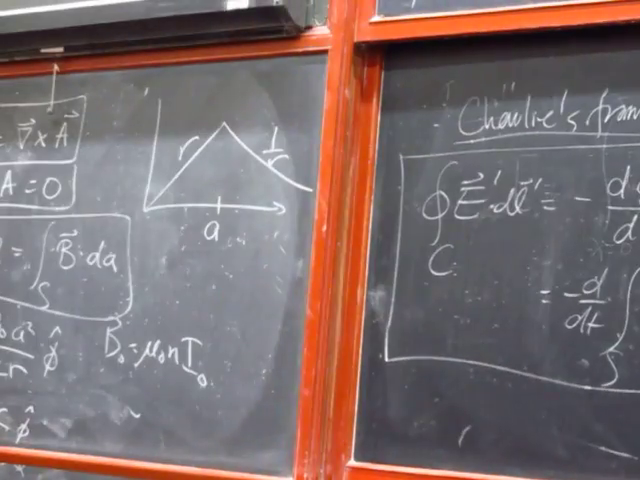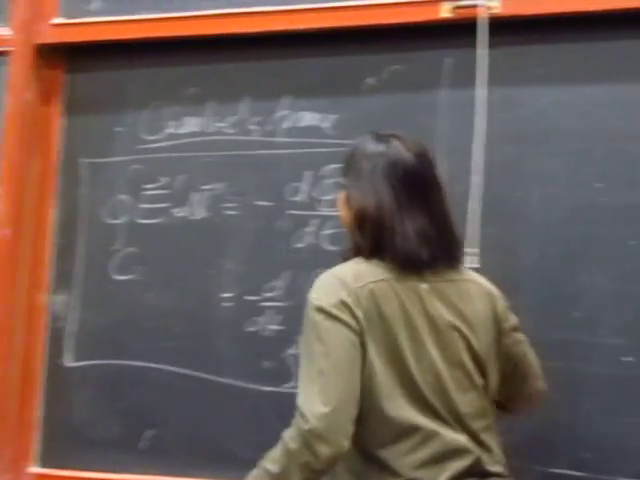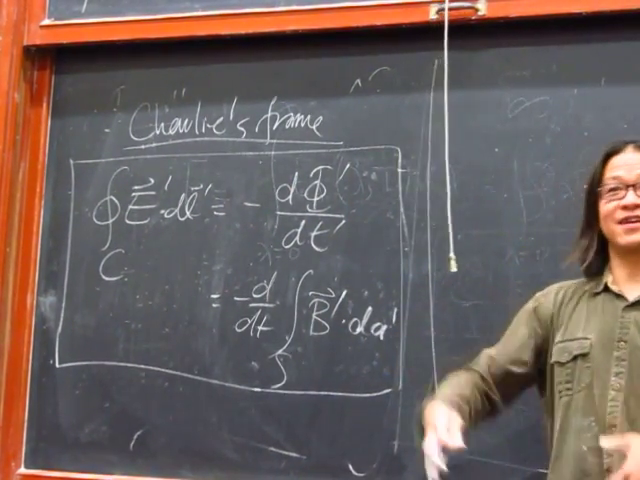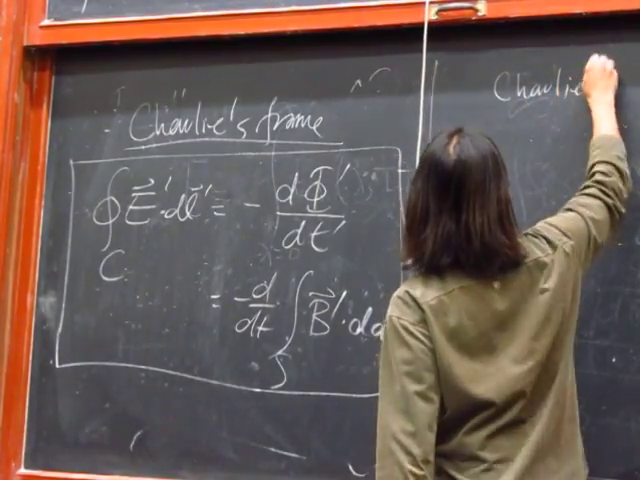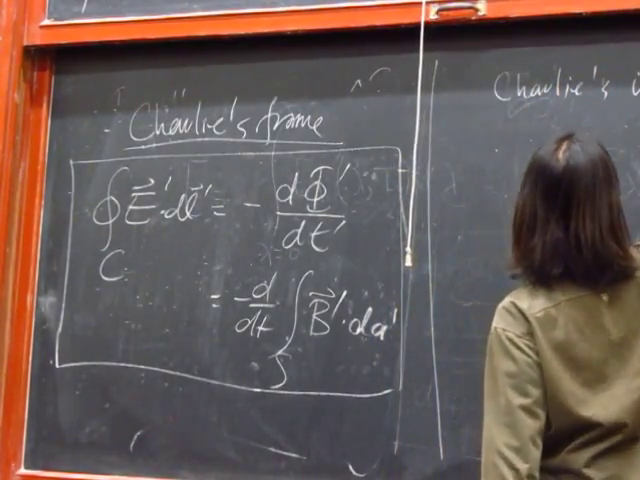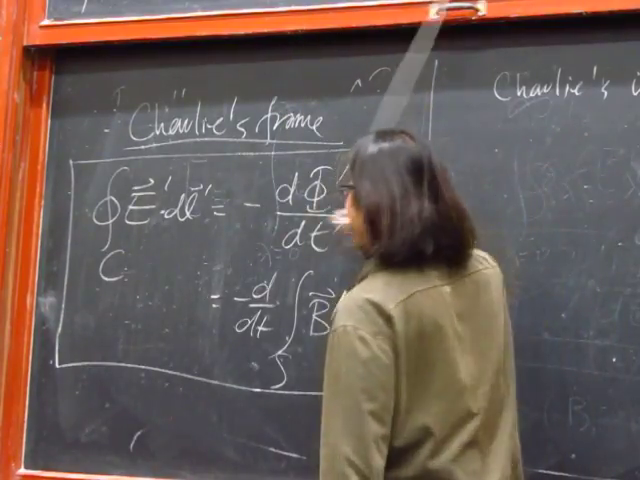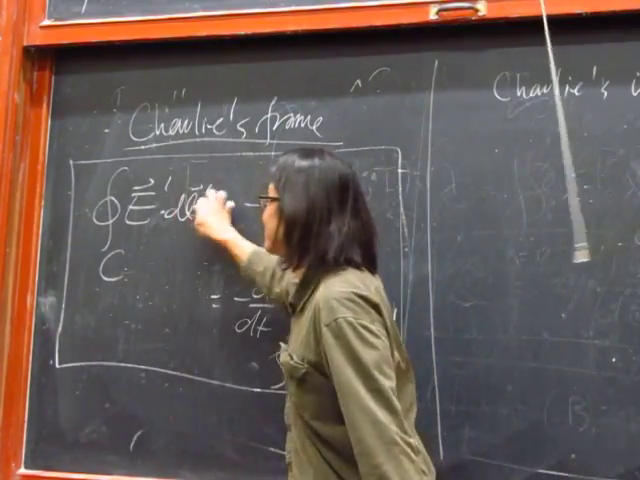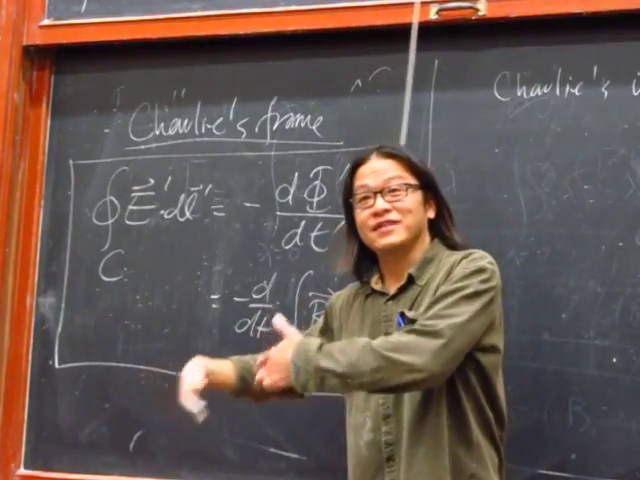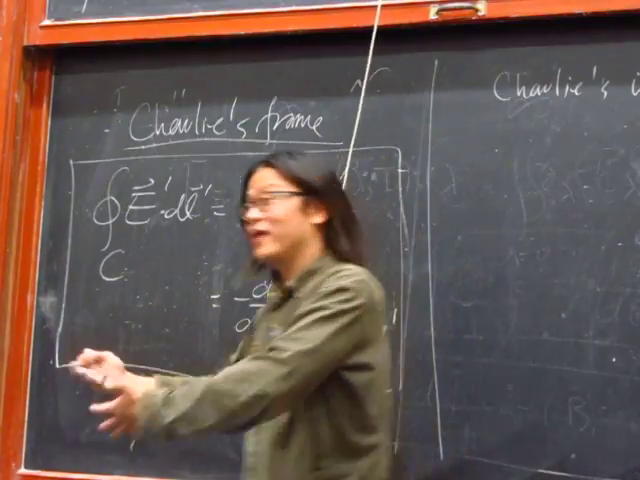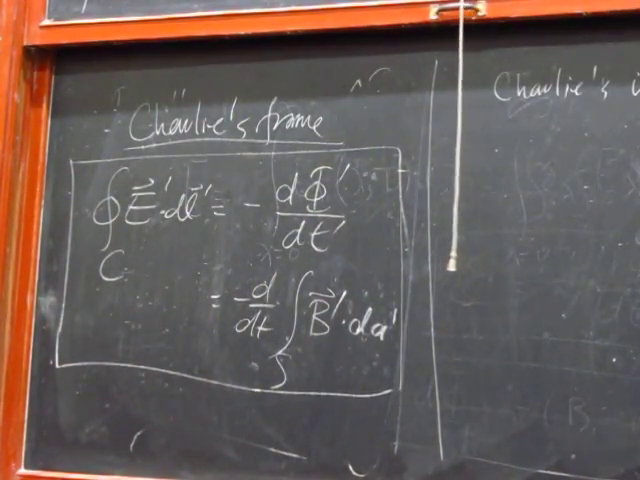Forget about the prime in this case. From here on, Charlie's is the ground frame, the lab frame. It's back in the lab. I'm going to erase all the primes. Let's consider a stationary frame, which is Charlie with the lab. If you compare these two equations, it's very similar.